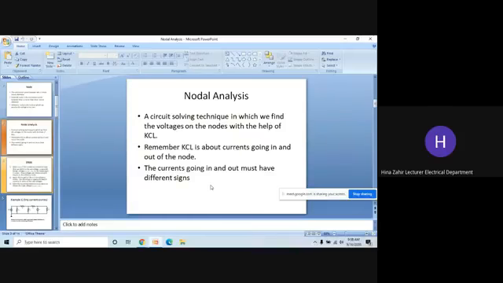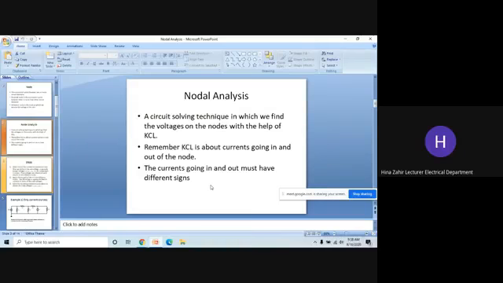It means that the entering must be equal to the leaving, so they will counter each other and the sum will be equal to 0. It also means that if a current is entering and another current is leaving, you cannot sign them the same. For example, if you are saying that the entering current is plus I1, then the leaving current cannot be plus I2, it will be minus I2.